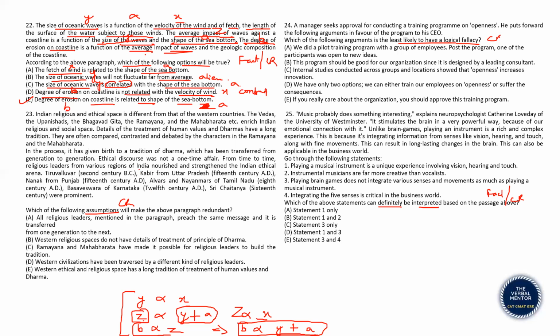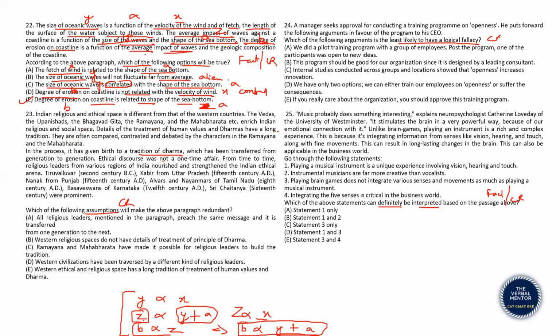More questions on critical reasoning. Indian religious and ethical space is different from that of the Western countries. The Vedas, the Upanishads, the Bhagavad Gita, the Ramayana, and the Mahabharata enrich Indian religious and social space. Details of the treatment of human values and dharmas have a long tradition. They are often compared, contrasted, and debated by the characters. In the process, it has given birth to a tradition of dharma, which has been transferred from generation to generation.